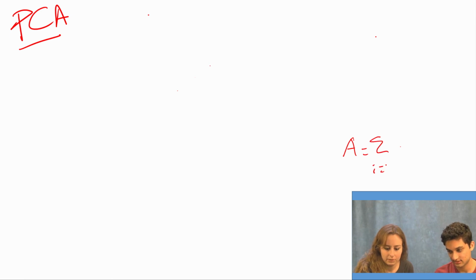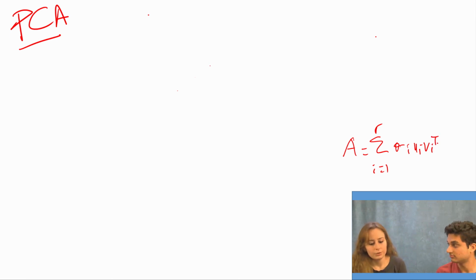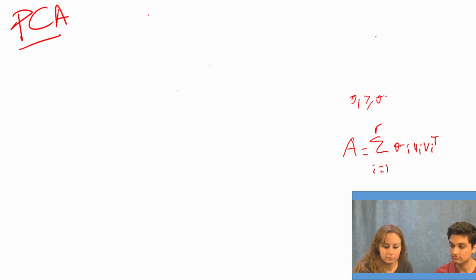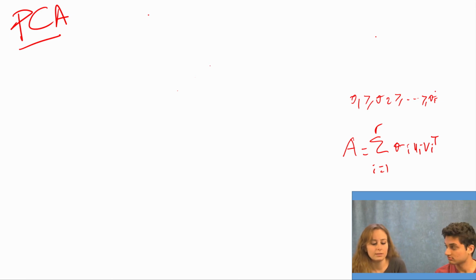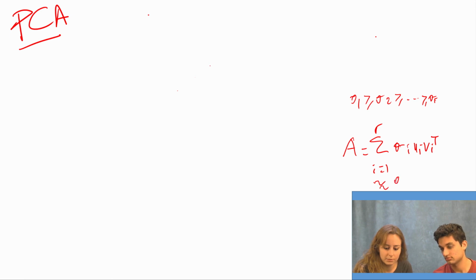We can write it as the sum of sigma i, u i, v i transpose. So essentially what we want is the sigma. Again, the sigmas are in descending order up to sigma r, and we're trying to find sigma 1 because that's going to explain most of the sum. If sigma 1 is big enough, then we can say this is almost equal to sigma 1.